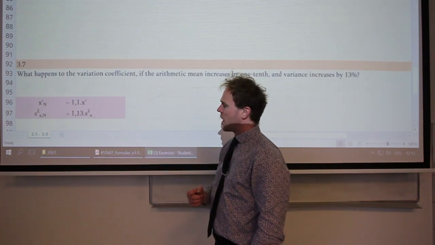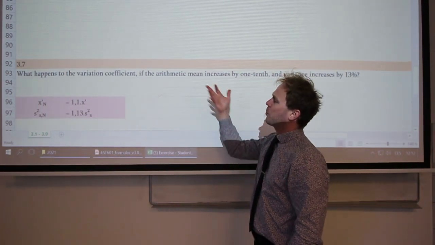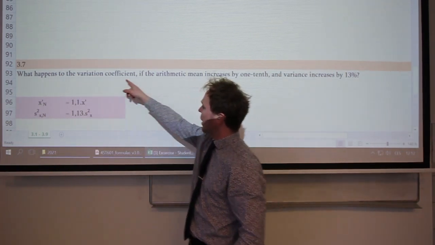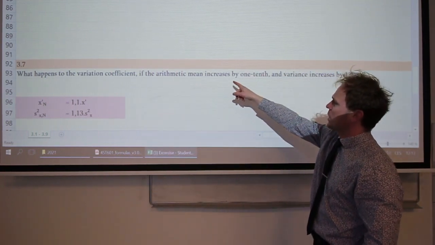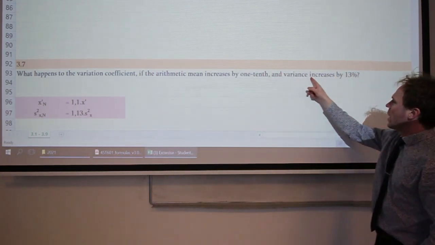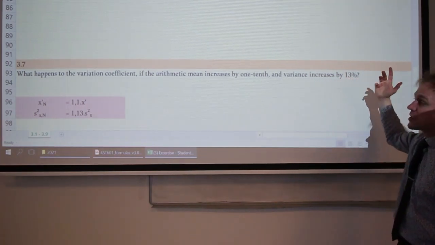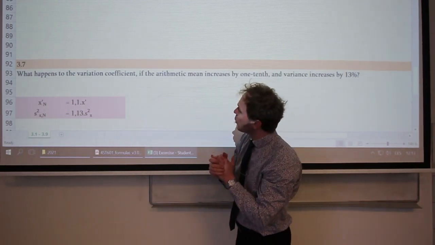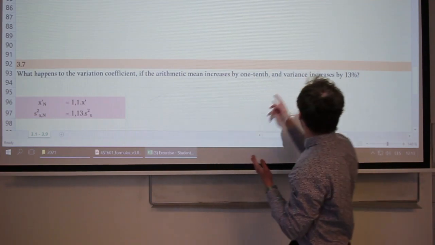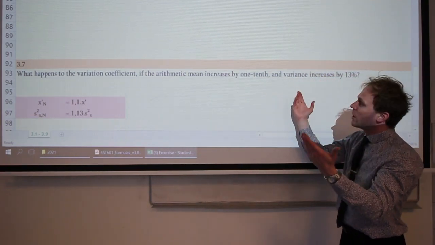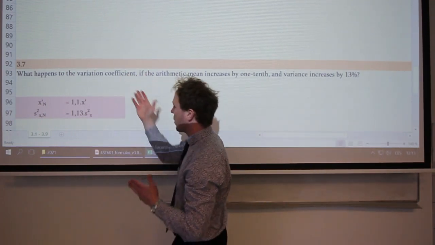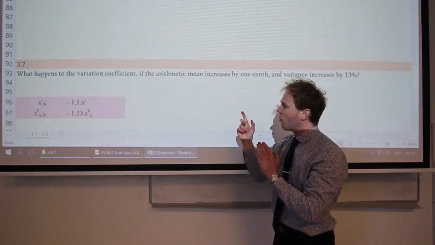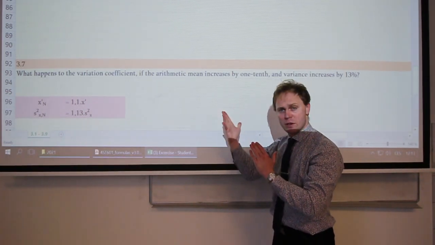A very practical example designed on the interpretation of the change of the variation coefficient. What happens to the variation coefficient if the arithmetic mean increases by 1/10 and the variance increases by 13%? We don't know the sample, the variance, the mean, or the variation coefficient, but we would like to calculate the change. So I will use the whiteboard and calculate this ratio, the change.